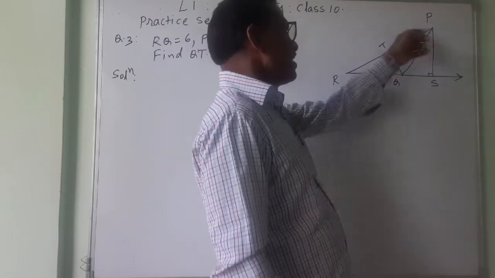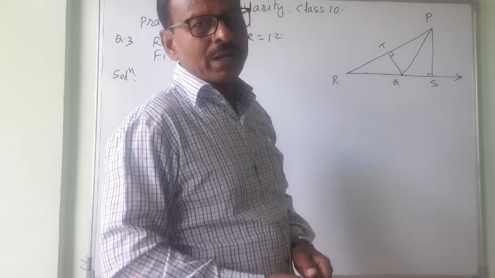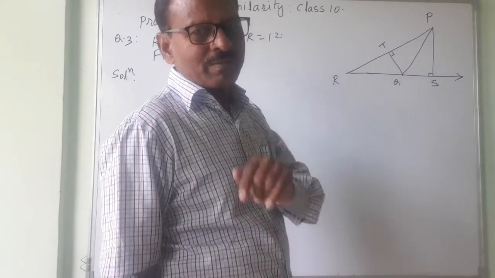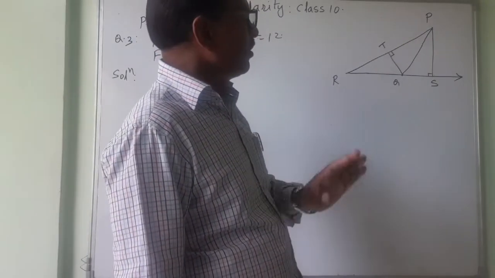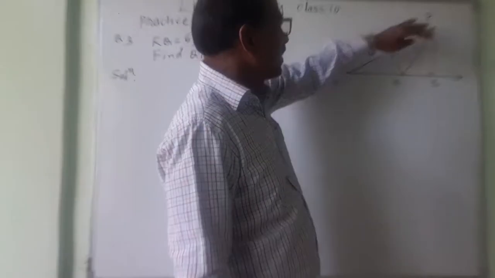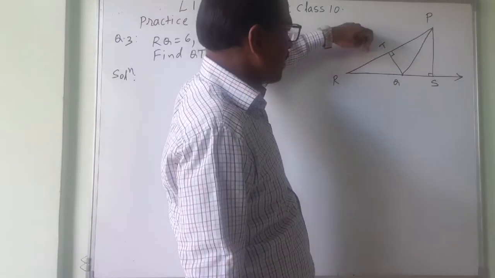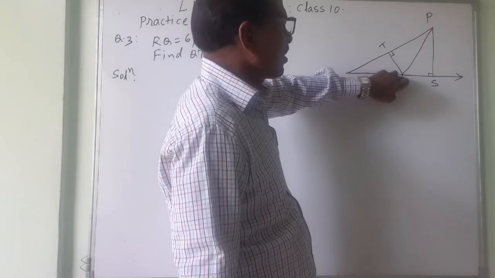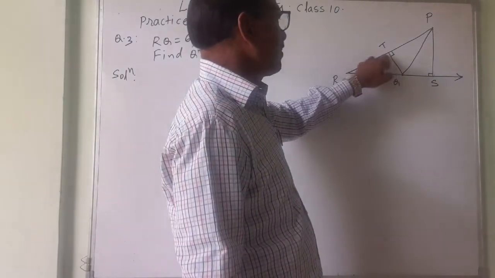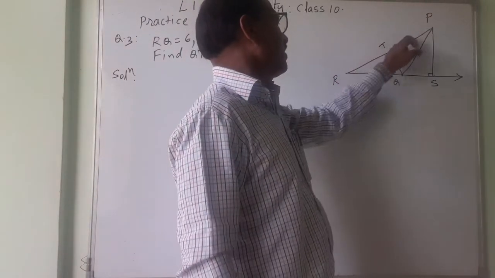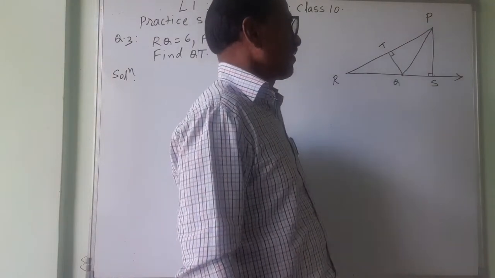When the base is PR, note this very properly. What is meant by base and what is meant by height? When I am using PR as the base, the perpendicular from the opposite vertex is called the height. So QT is the perpendicular on this side. So this is the base and this is the height, QT.